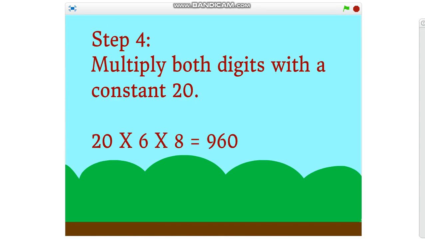Step number 4. Multiply both digits with a constant 20. So here the digits are 6 and 8. So 20 times 6 times 8 will give us 960.